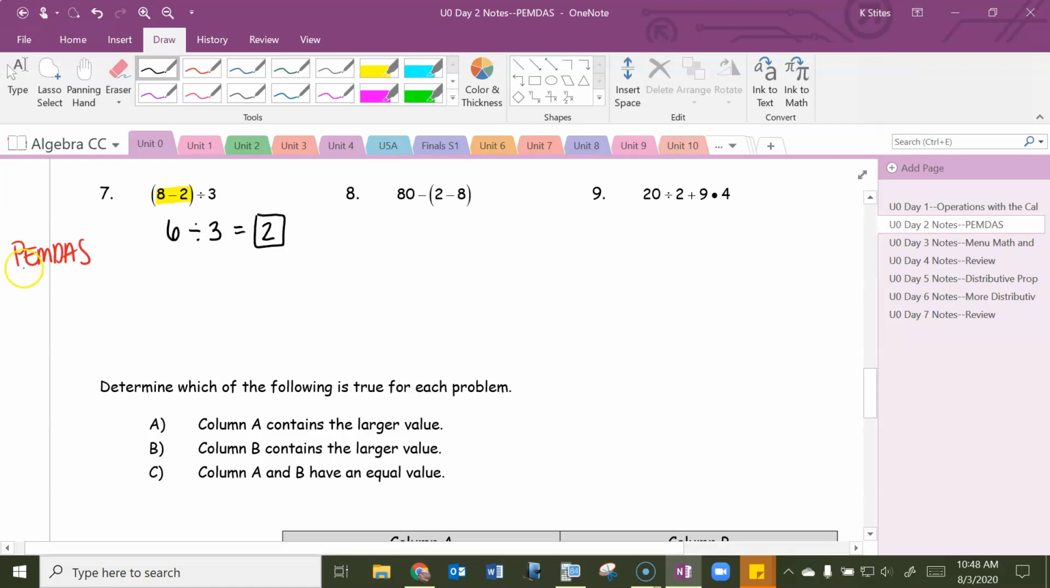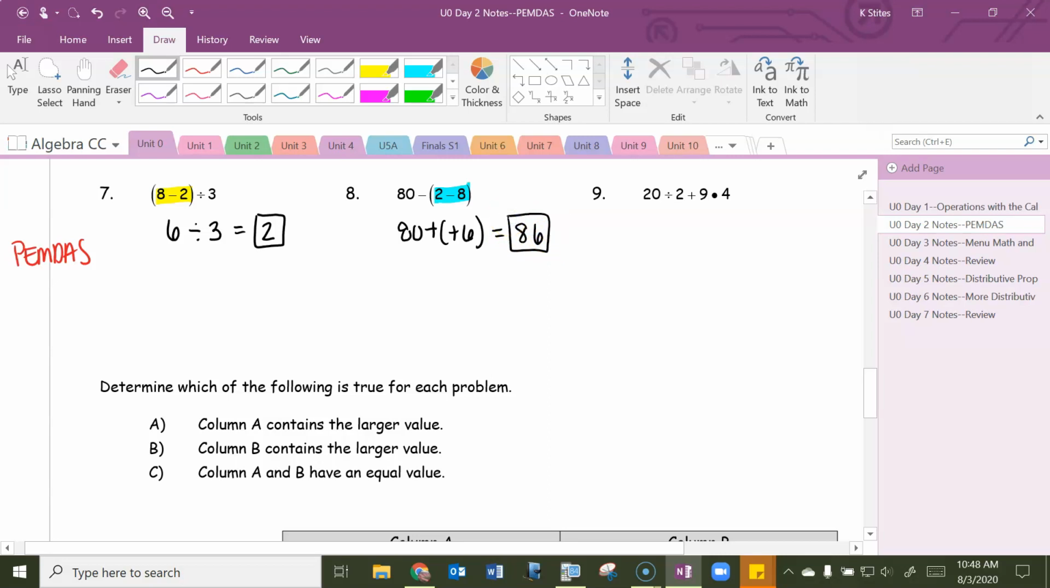8. All right, parentheses again. If you have parentheses, those come first. 2 minus 8, negative 6. And then, oh, look, this is like your double line rule. There you go. 80 minus negative 6 is just 80 plus 6, which is 86.